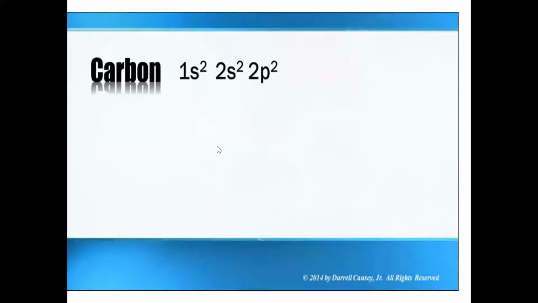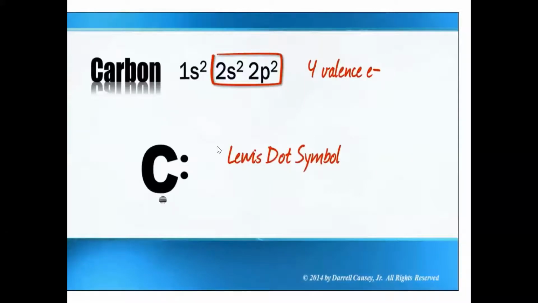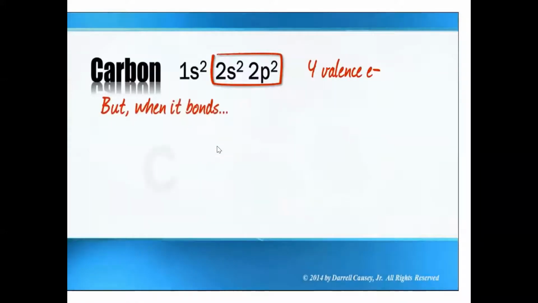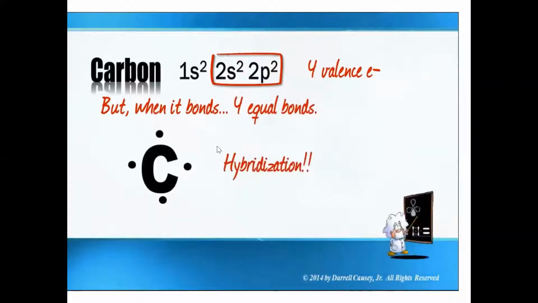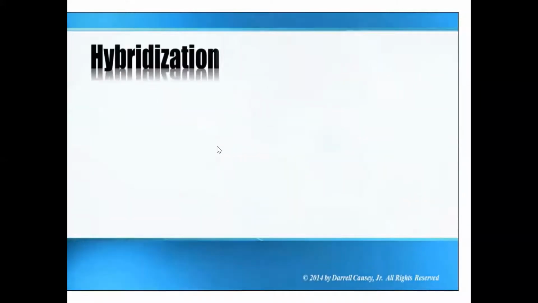So let's look at carbon. Carbon is a 1s2, 2s2, 2p2 electron configuration. It has 4 valence electrons, and its Lewis dot symbol looks something like this. We have a 1s orbital and 3p orbitals. But when it bonds, we end up with 4 equal bonds. How? Well, hybridization is the answer to that question.